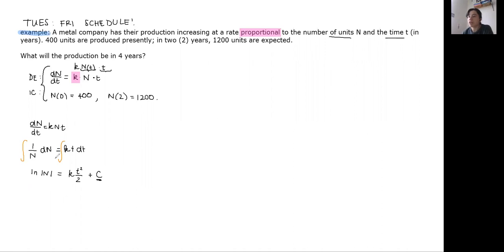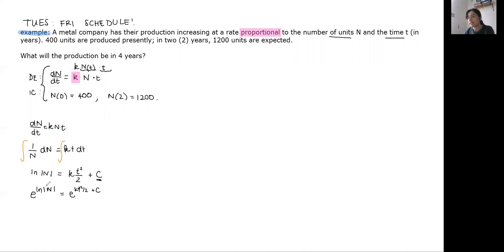Okay, so now we have ln of absolute value of n is equal to k times t squared plus c, which means that if I want to solve for n, I'm going to have to get rid of the logarithm that I have on the left-hand side. And one thing that I tried to emphasize at least last time was that if I want to get rid of a logarithm, I have to put that on the exponent of an exponential. So that means e to the ln of n is equal to e to the power of k times t squared over 2 plus c.